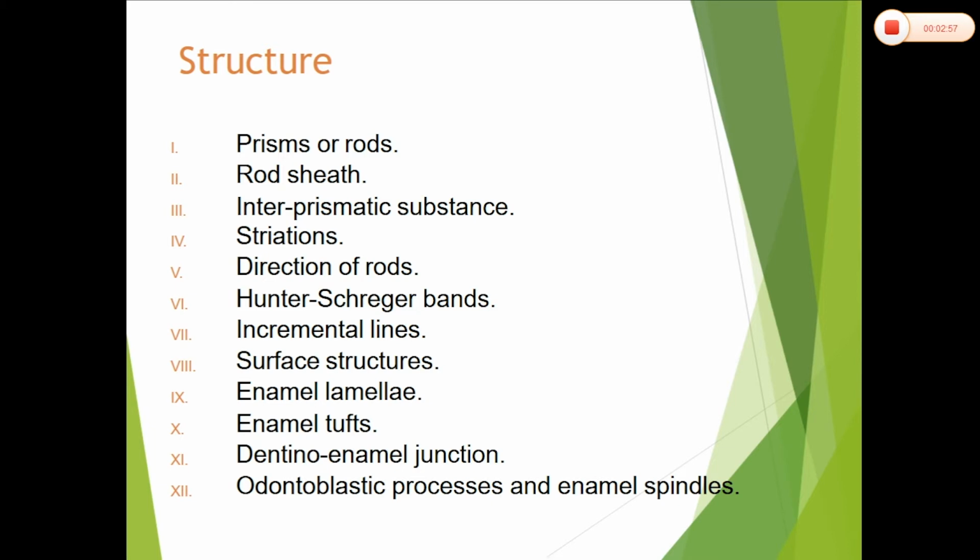And at the surface of the enamel, you can notice many structures. Also the enamel structural components: enamel lamellae, enamel tufts, and the dentino-enamel junction. You can distinguish them in many sections. And odontoblastic processes and enamel spindles appear in enamel too. In the next sections we can see them.